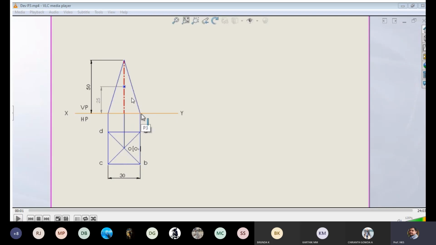Is this the true length of the slant edge? This is the front view of the slant edge. Whether the slant edge is showing true length or false length, apparent length. Whether this length is true length or false length? False, sir. False length. Okay, what is the reason why it is not true length? Why is it a false length?